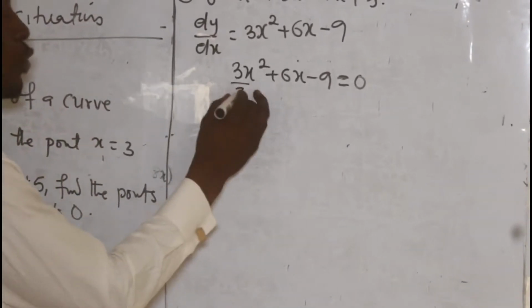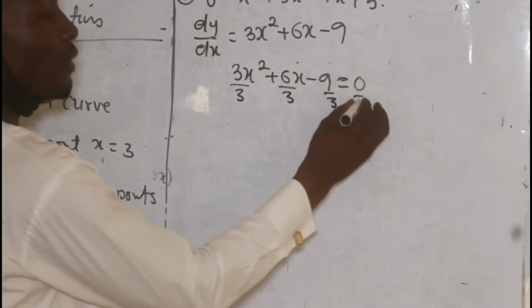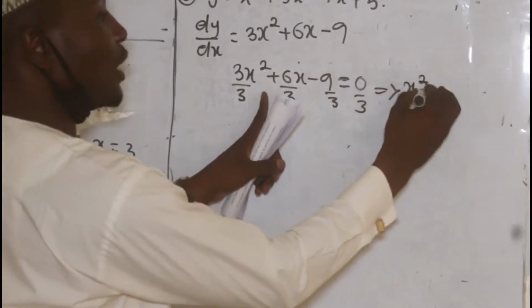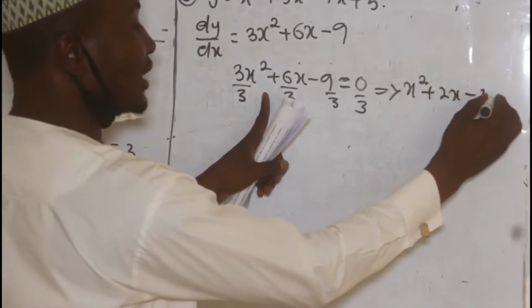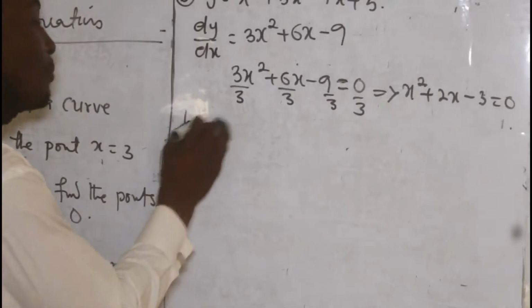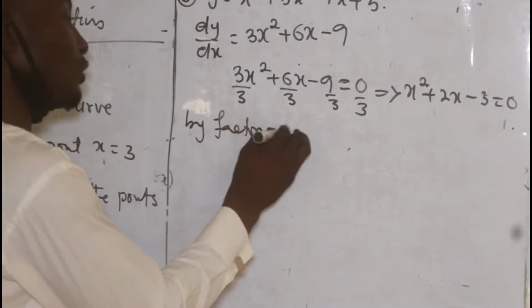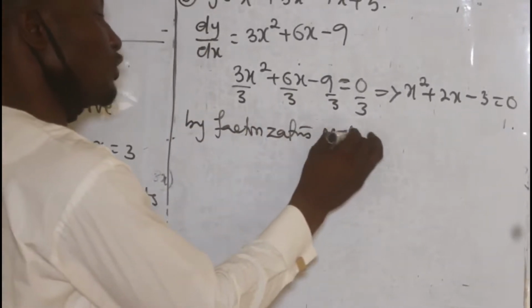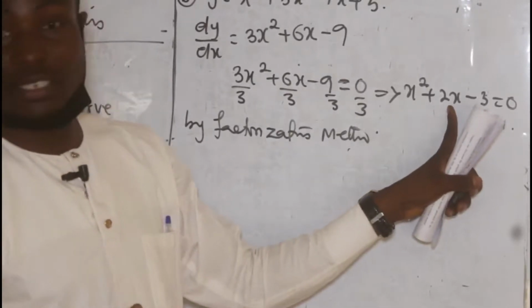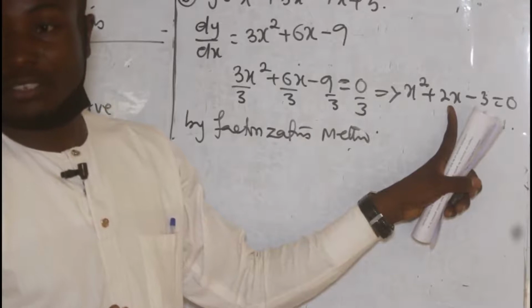So if you have to divide through by 3, what are you going to have now? Divide through by 3, this is going to give you x squared plus 2x minus 3 is equal to 0. What are the factors? You can go by factorization method. What are the factors of this one now? The factors are 3 and minus 1.